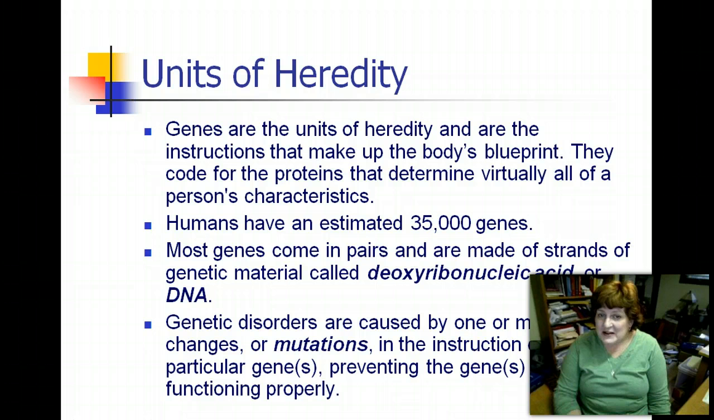Humans have an estimated 35,000 genes, and most of those genes come in pairs. And when they don't come in pairs, we have some problems, and we'll be talking about some of those specific disabilities related to that. They're made of strands of DNA, deoxyribonucleic acid, and most of the genetic disorders are caused by one or more changes in the genetic code, the instruction code. And it causes particular genes to not function properly.